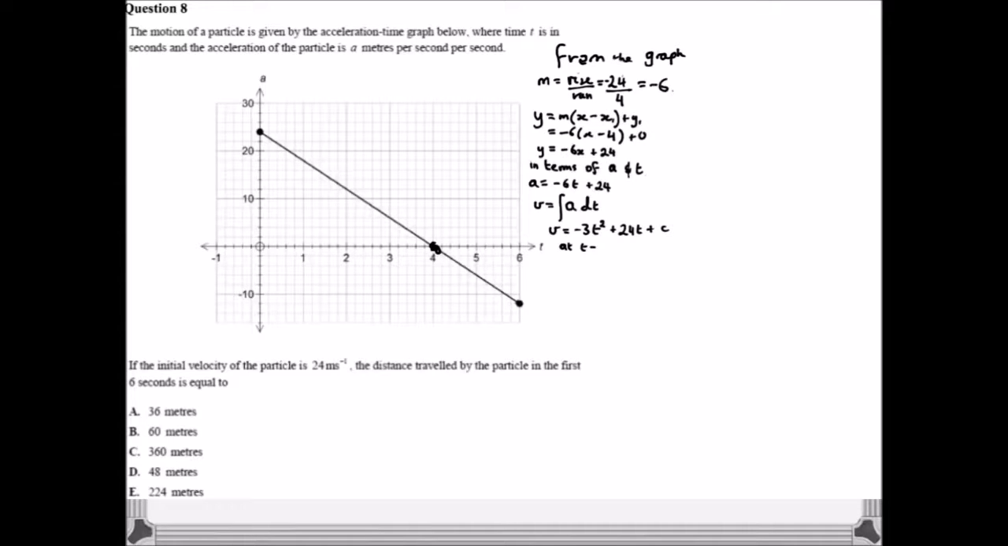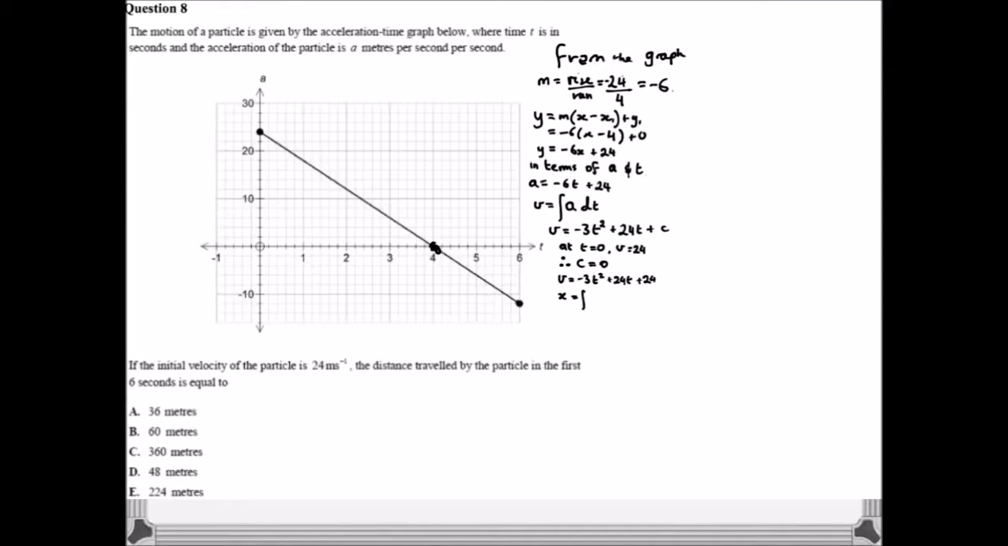Now we're told in the information coming down here at the bottom part of the graph in the question, if the initial velocity of the particle is 24 meters per second, that means when t is equal to 0, we have v equals 24, and we use that to work out what is c, and we get c is 0. So put that together, we get our velocity function.